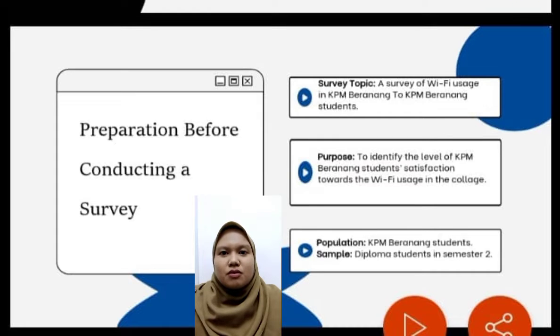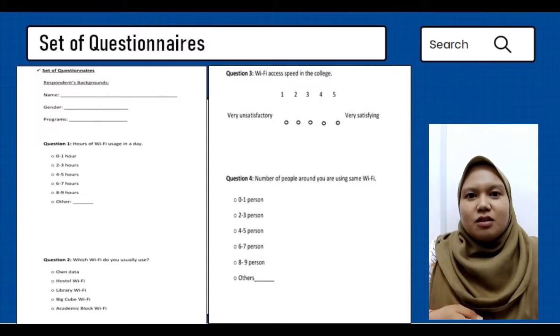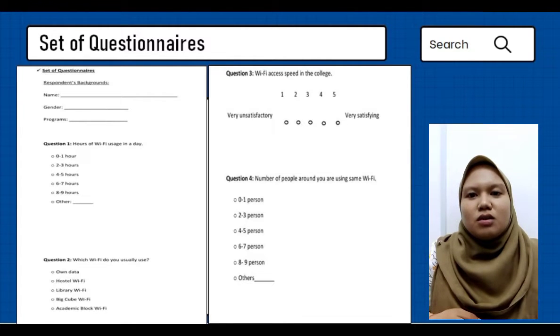The purpose of our survey is to identify the level of KPM Beranang student satisfaction towards the Wi-Fi usage in the college. In this survey, our population is KPM Beranang students and our sample is diploma students in semester 2. In the questionnaire, we have respondent background, 2 qualitative data and 2 quantitative data. The 2 qualitative data are the type of Wi-Fi they use and Wi-Fi access speed in the college, while the 2 quantitative data are the number of people around them using the same Wi-Fi and hours of Wi-Fi usage in a day.